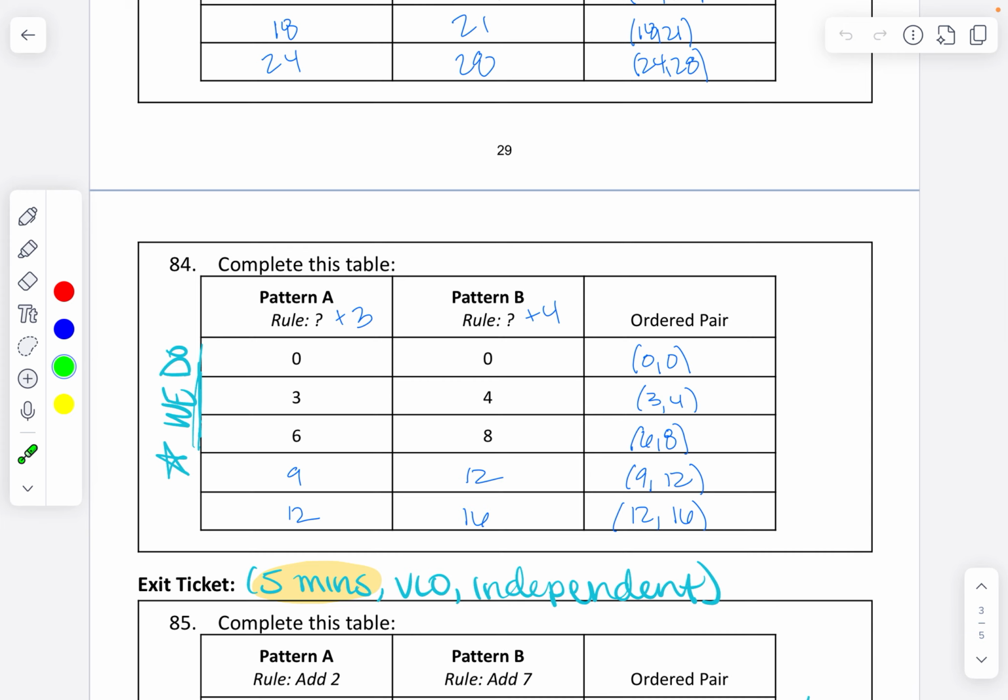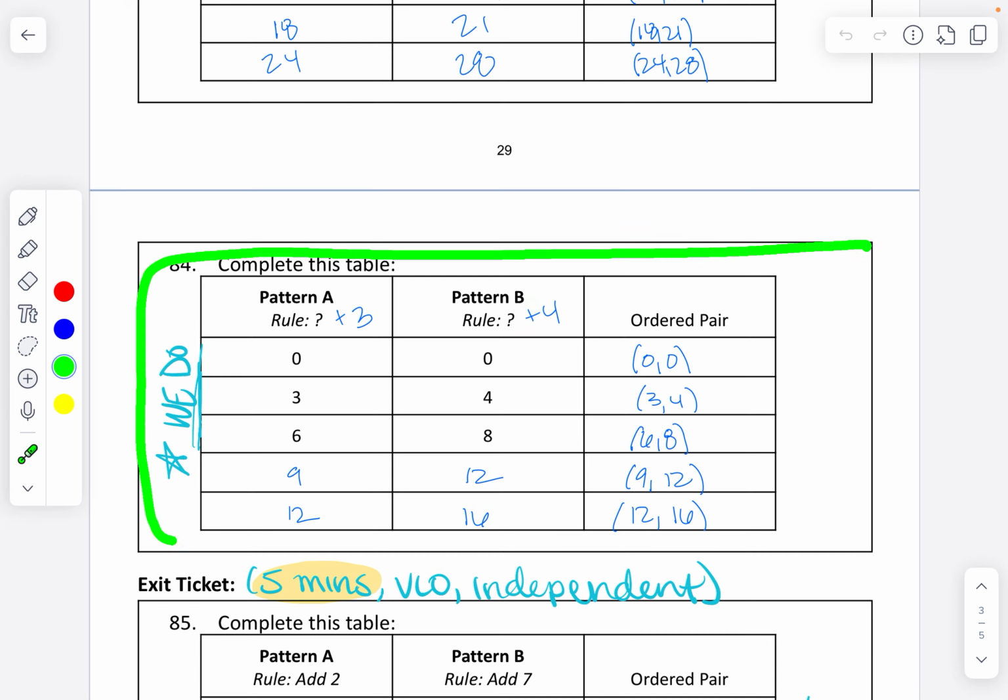Students have to find the rule based on some given numbers. So looking at pattern A, students will have to figure out how we get from 0 to 3, how we get from 3 to 6, right? So they should know 0 plus 3 gives you 3, and then 3 plus 3 gives you 6, so the rule is to add 3. And then pattern B, how do we get from 0 to 4, 4 to 8? The rule is to add 4.